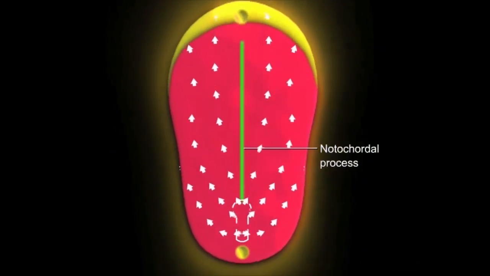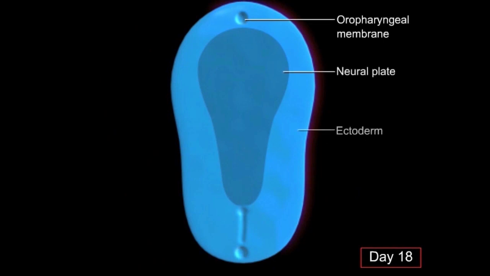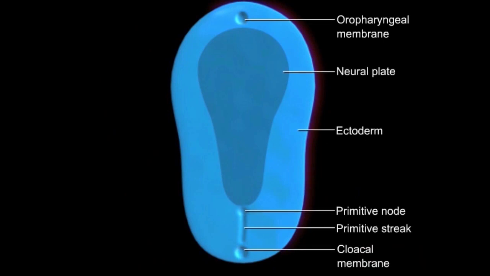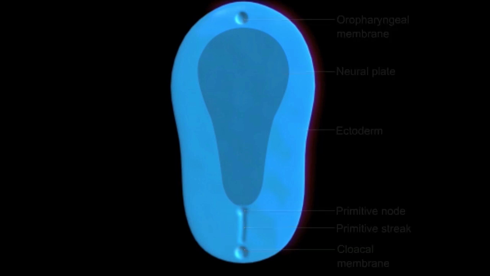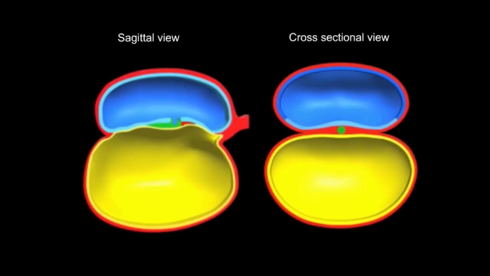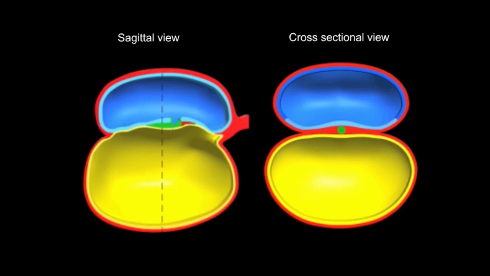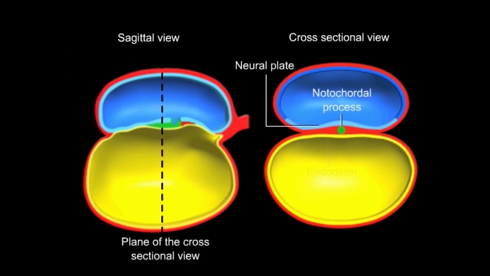As the primitive streak elongates by producing cells at its caudal end, the cranial end proliferates to form the primitive node. A depression or primitive pit appears in the primitive node, which attaches to a groove that develops in the primitive streak. The notochordal process extends from the primitive node to the oropharyngeal membrane. It forms as a result of cranial migration of cells from the primitive node.